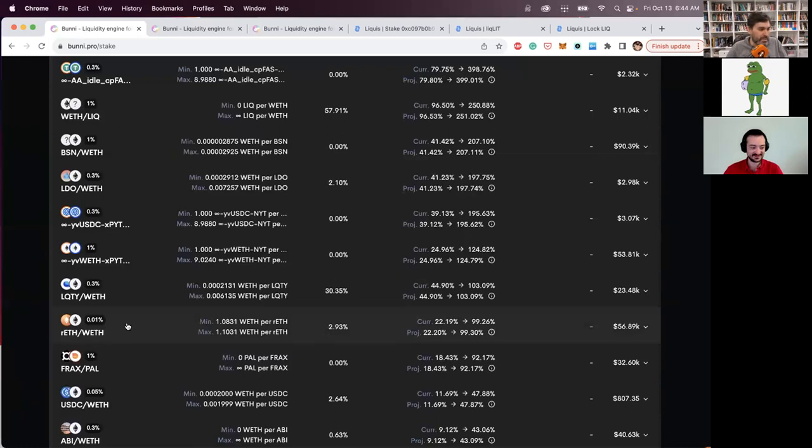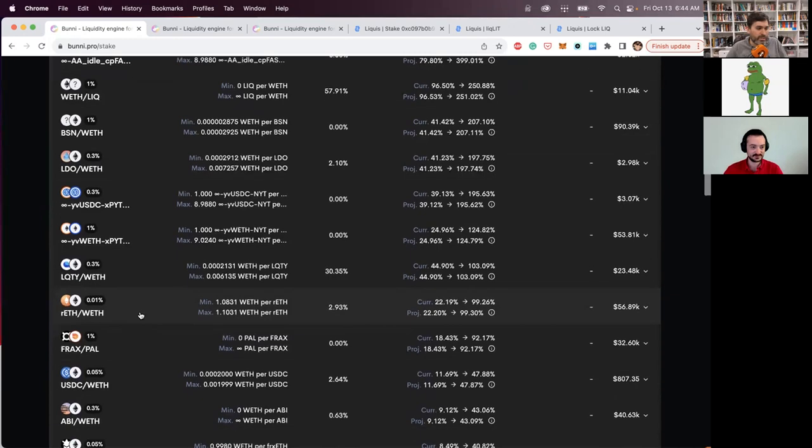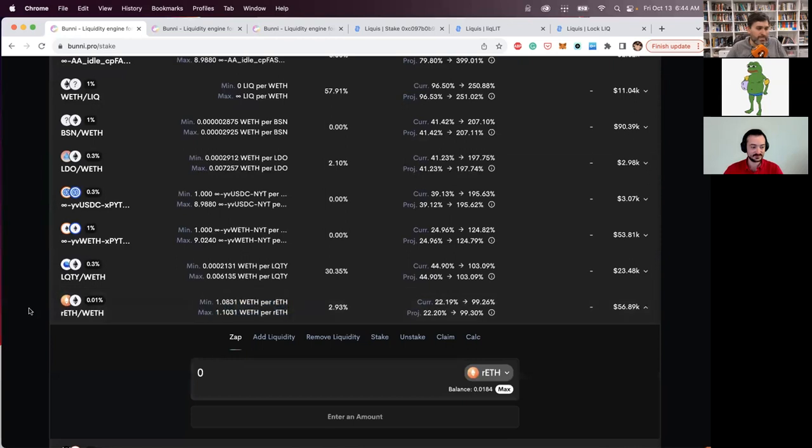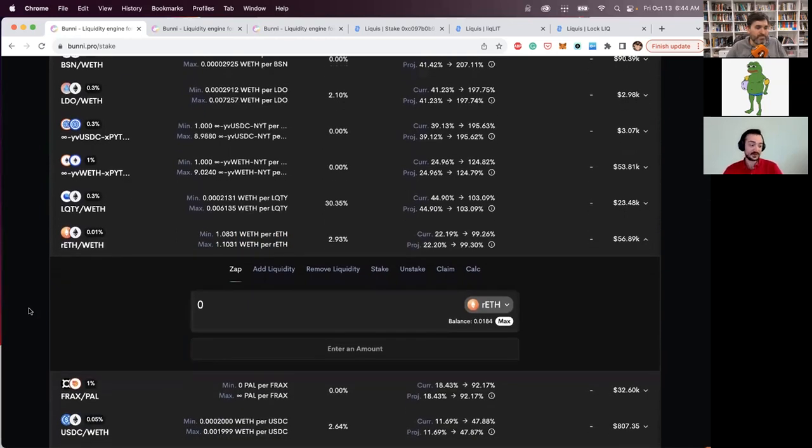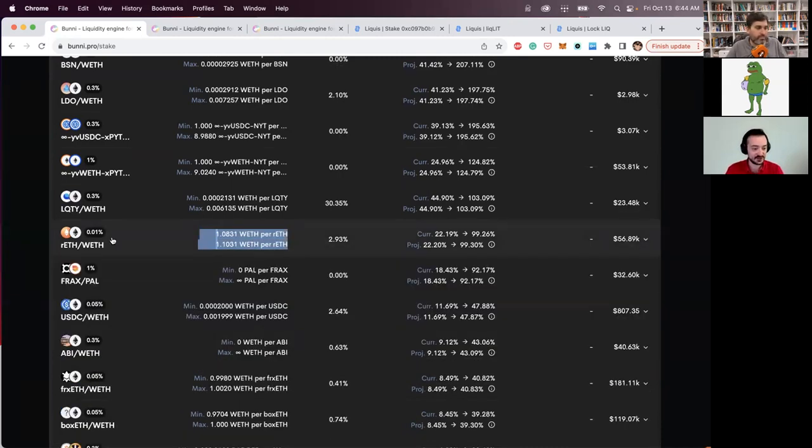So it says that the minimum is 1.03 rETH per rETH, and the maximum is 1.1031 rETH per rETH. So can you tell us a little bit about what this pair of numbers means? Yeah, since I created this range, I'm happy to talk about it. So when you deposit on Uniswap v3, you have to select a range. It's the range inside which your liquidity will be actively traded. Once you do that, you get an NFT.